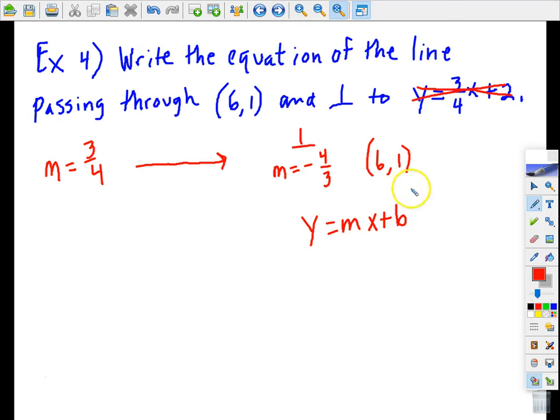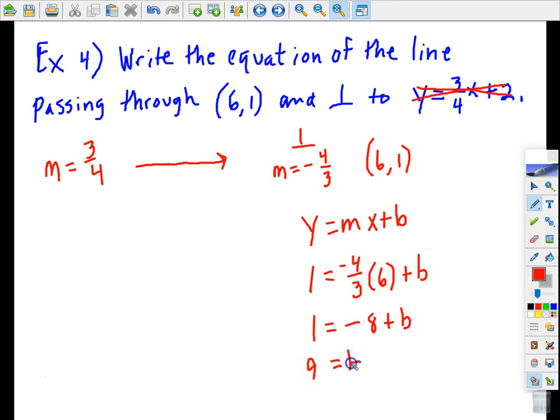Okay, so let's plug in just like we were doing before. y is 1. The slope is negative 4/3. x is 6. And we're going to find out what the y-intercept is. 1 equals, if we multiply negative 4/3 times 6, we get negative 24/3, which is negative 8. And if we solve for b, adding 8 to both sides, we get b is 9. All right, so we know the slope, we know the y-intercept. Hopefully you know the drill at this point. Let's write the equation. y equals the slope, negative 4/3, x plus 9.